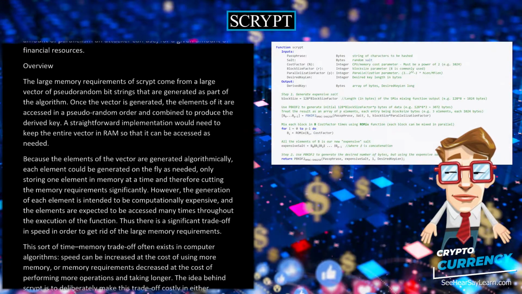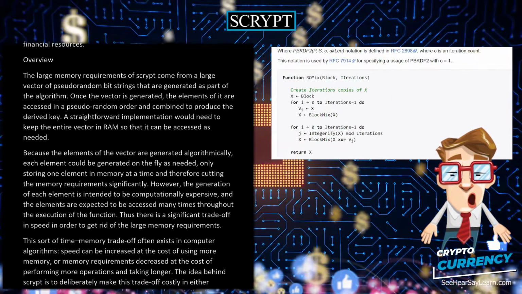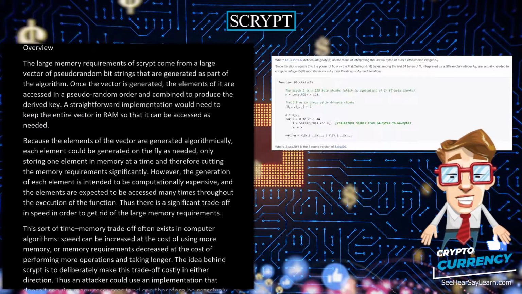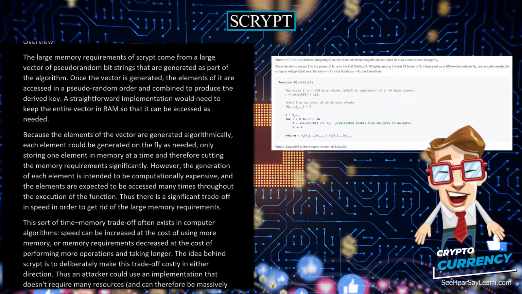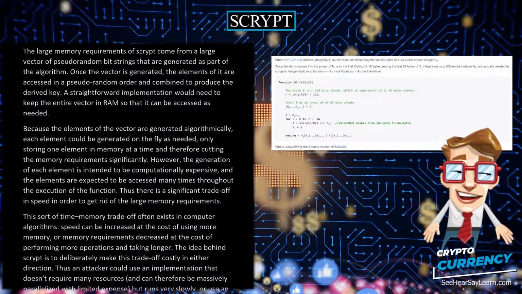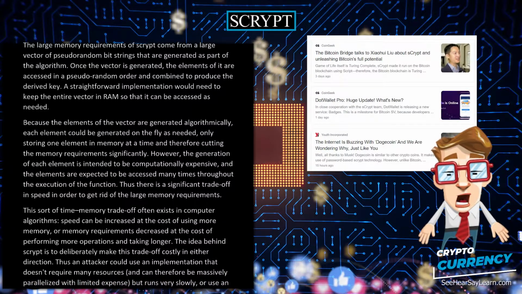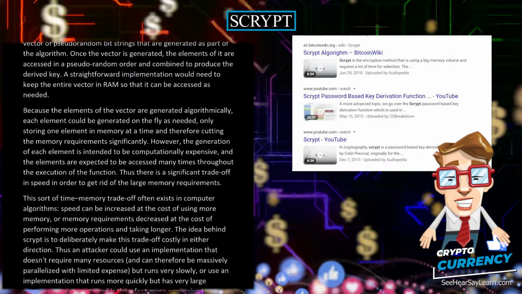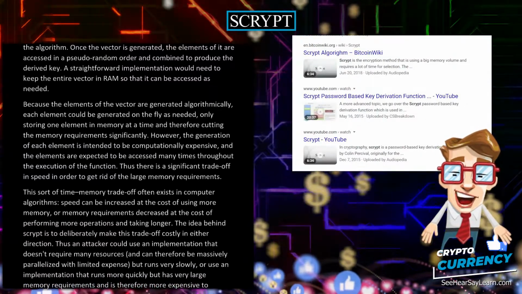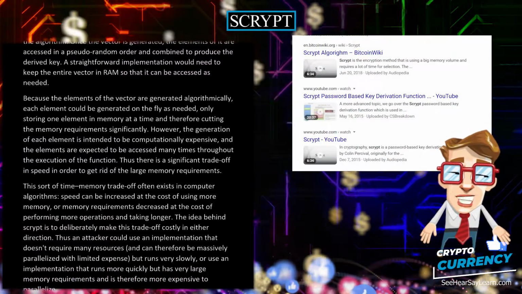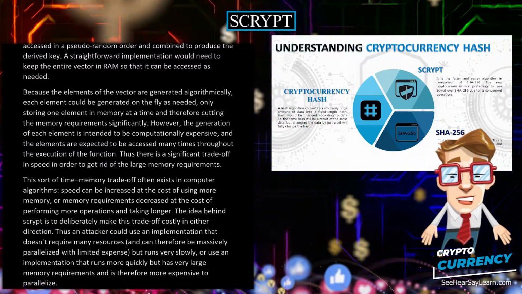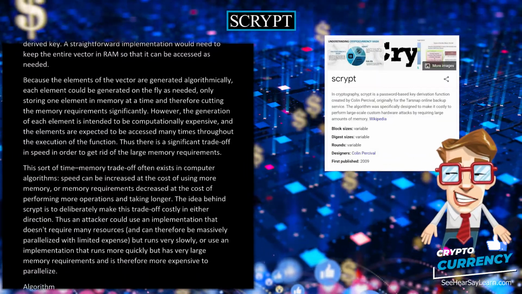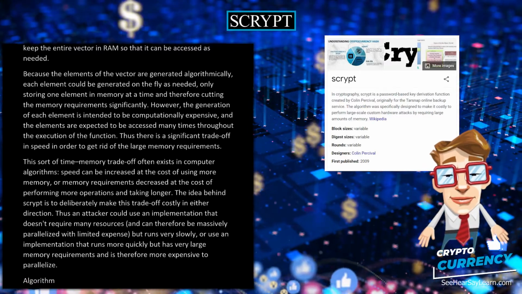Because the elements of the vector are generated algorithmically, each element could be generated on the fly as needed, only storing one element in memory at a time and therefore cutting the memory requirements significantly. However, the generation of each element is intended to be computationally expensive, and the elements are expected to be accessed many times throughout the execution of the function. Thus there is a significant trade-off in speed in order to get rid of the large memory requirements.